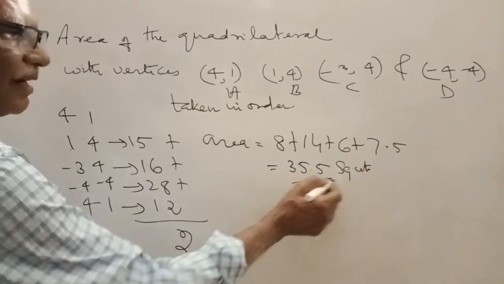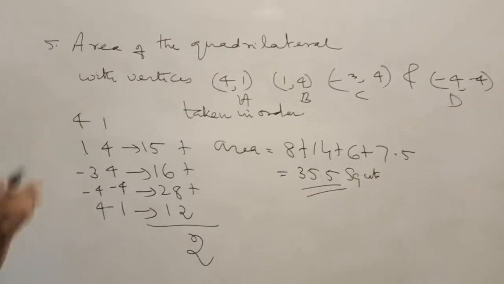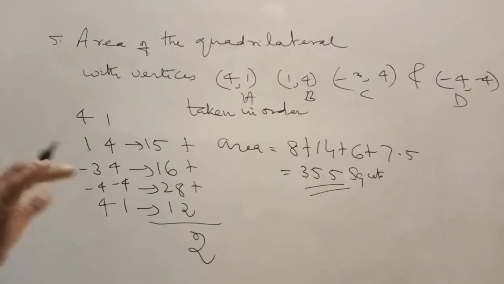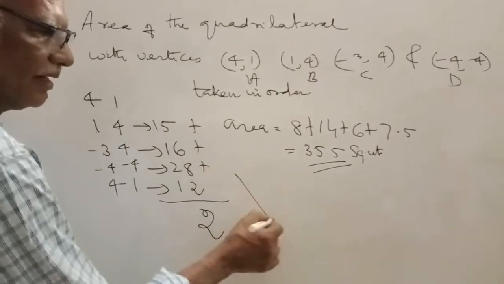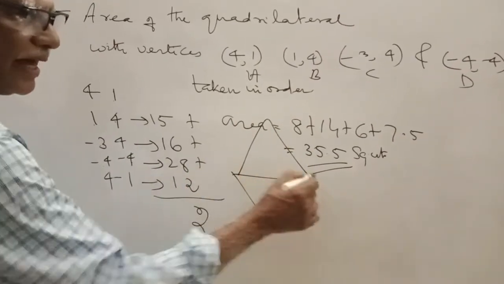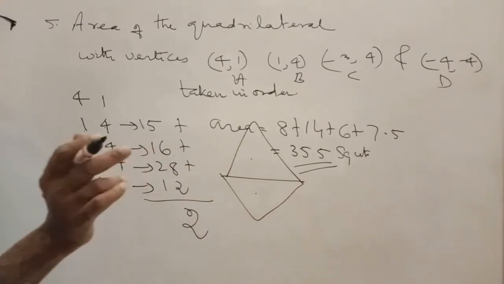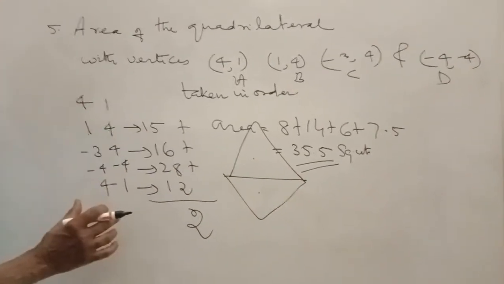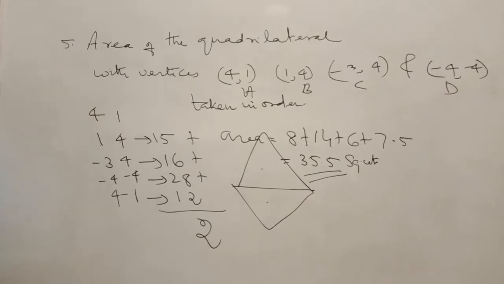This is the area of the quadrilateral. Now here we are not splitting the quadrilateral into two triangles and then getting the area. This is a short method using determinants.